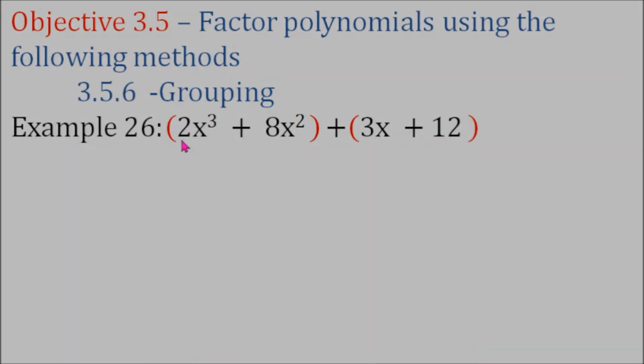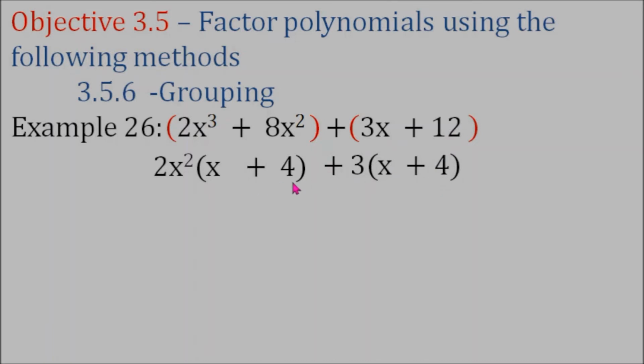First, we are going to factor the first group. So the greatest common factor between 2x cubed and 8x squared is 2x squared. Then 2x cubed divided by 2x squared is x, and 8x squared divided by 2x squared is 4. And we are also going to factor the second group. So the greatest common factor between 3x and 12 is 3. Then 3x divided by 3 is x, and 12 divided by 3 is 4.